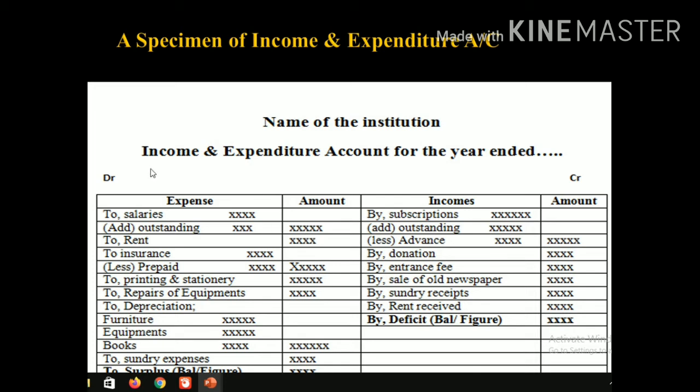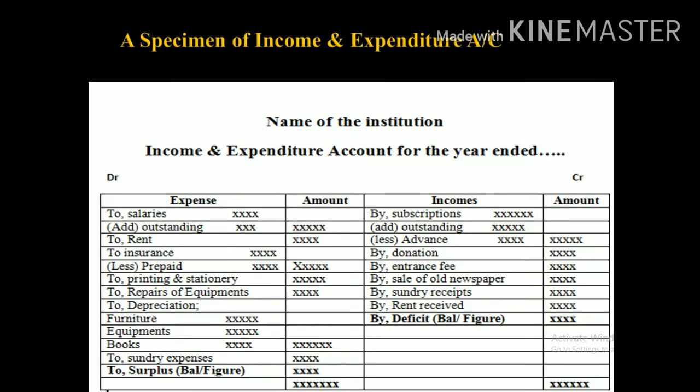Only expenses in the debit side, like salaries, outstanding salary, rent, insurance prepaid, printing and stationery, repairs of equipment and depreciation of furniture, equipment, books, sundry expenses, and the last one is surplus, which is the balancing figure. And the income side has subscription, outstanding subscription, subscription received in advance, donation, entrance fees, sale of old newspapers, sundry receipts, rent received, and the deficit, which is the balancing figure.